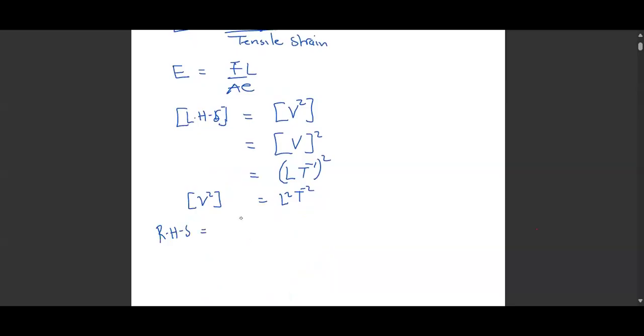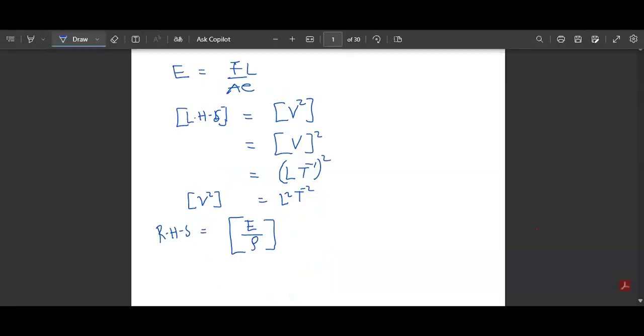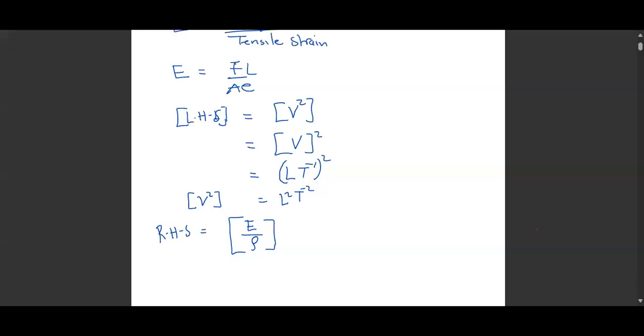Right hand side is going to equal dimensions of E divided by dimensions of what? Of density. But density, what are the units for density? We are having kilograms per meter cubed. And kilogram, this is mass. Whereby mass, we use capital M. Then it is kilogram per meter cubed. So we shall be having capital M, then L power negative 3 for density. So we can begin by splitting it here. We look at one by one. So we shall have our E.